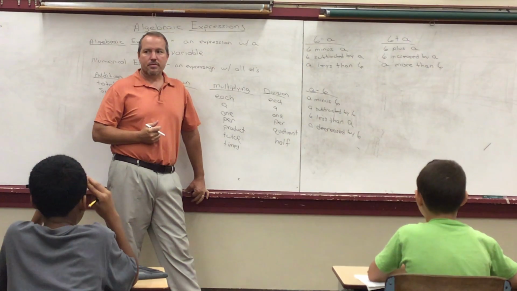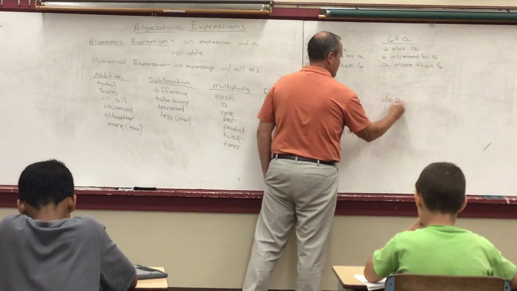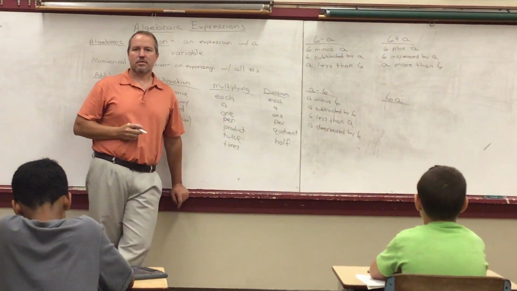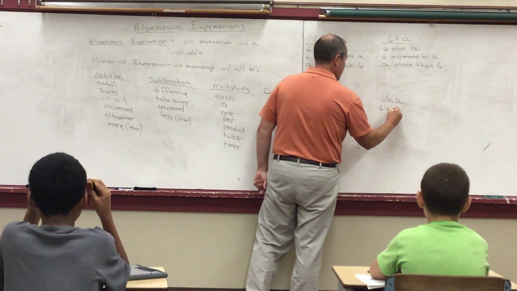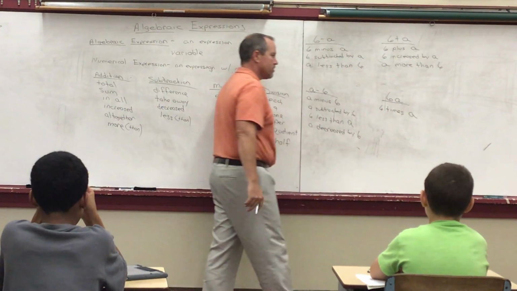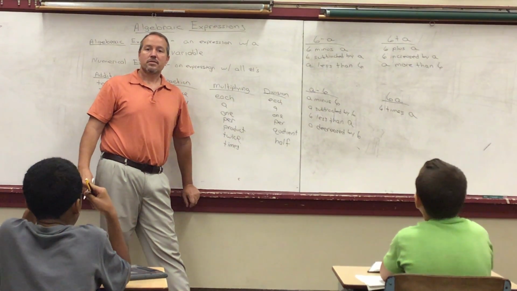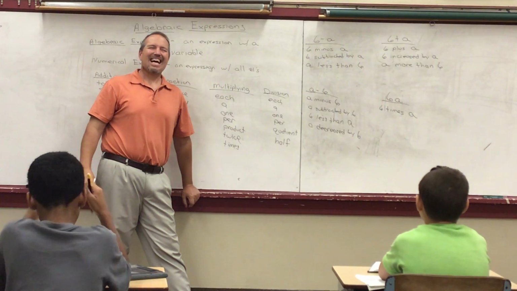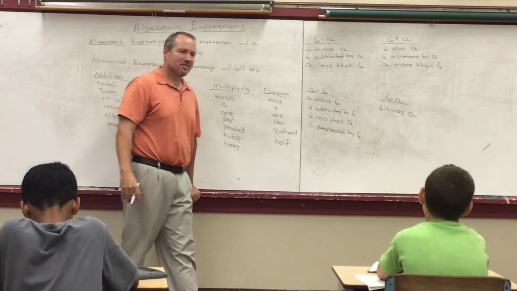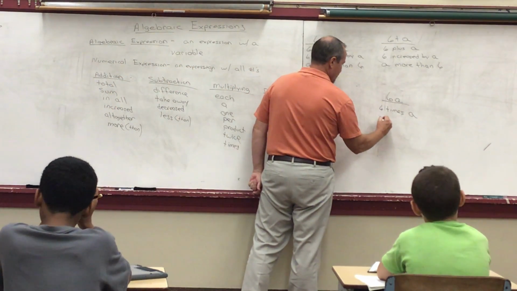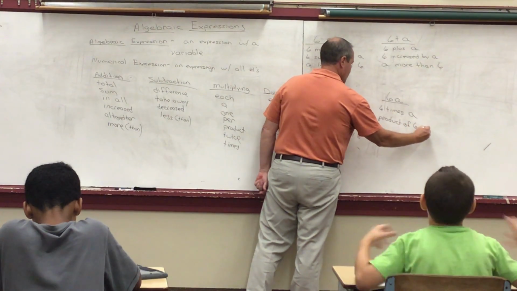How about if we have this? Six times A. Oh, never mind. Is it 6 per A? You could possibly. How about this? Oh. The product of 6 and A.